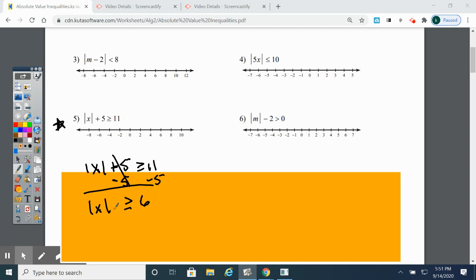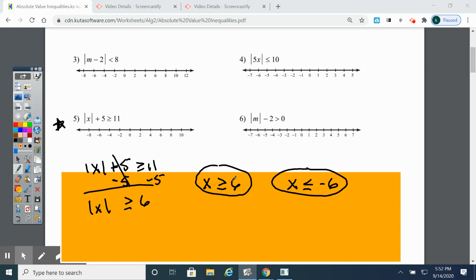Now there's nothing in front of the bars, nothing after the bars. That means we have our 2 scenarios. In scenario 1, x is going to be greater than or equal to 6. But in scenario 2, x is going to be less than or equal to negative 6. So we change the arrow and we change the sign. Now we got to get x by itself. It looks like we've done that already. So we're going to call that the solutions.